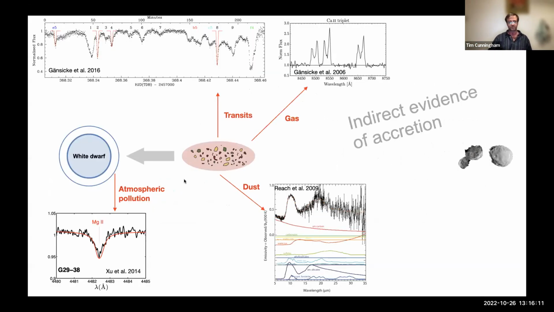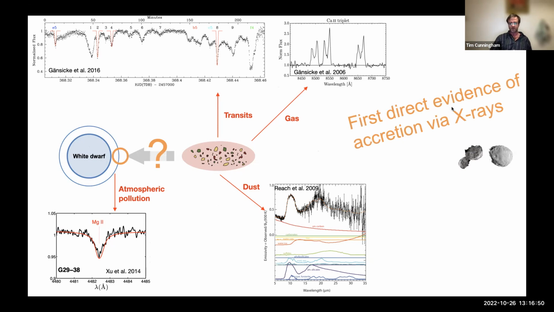So I've shown this plot before, and I just want to point out that all of the evidence that we've had over the last few decades of metal pollution and the accretion of planetary debris onto white dwarfs has been indirect, very strong, but indirect evidence that ongoing accretion is occurring. We've had a sort of Occam's razor scenario where we have circumstellar material and we have metals in the photosphere. So we know that this material is moving from the debris disk to the white dwarf surface, but we've had to assume that this accretion is ongoing.